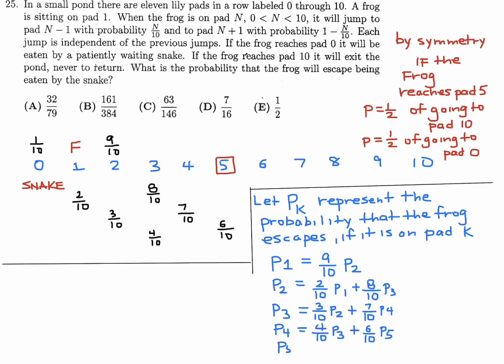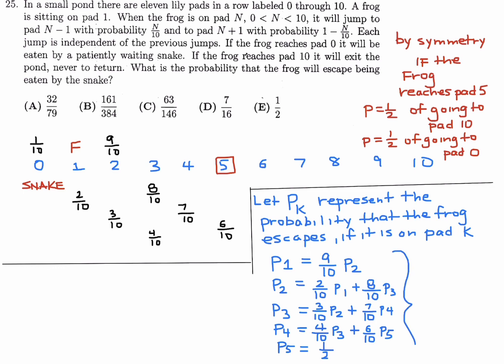And then finally P5, well, we get that one for free since we had established that the probability of escaping when you reach pad number 5 is a half. Because of the symmetry of the diagram, it's a half to go there and a half to go there to 0. So P5 is actually a half.